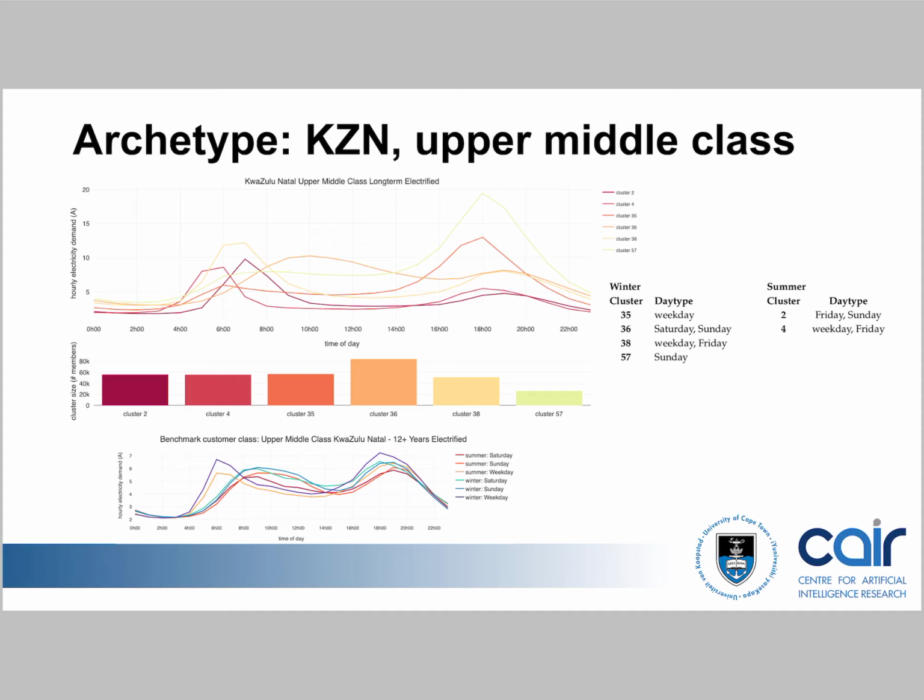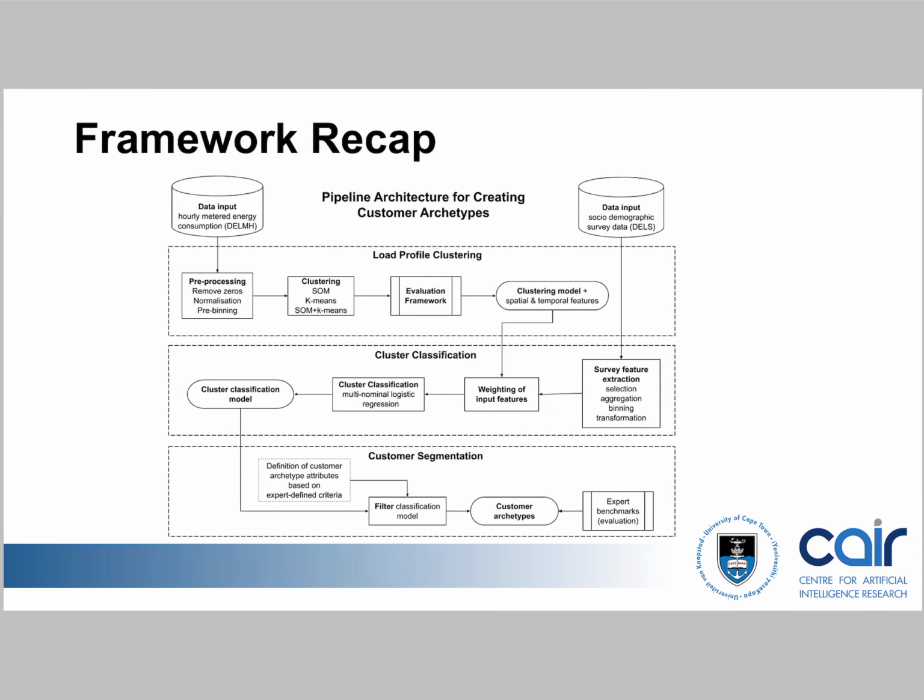And this is just a second one as a different example. This is now an upper middle class archetype in KwaZulu-Natal. In relation to the previous one, we can see that the morning peak, especially in summer, is considerably earlier than in the previous one, and the total consumption is also considerably higher. So we're getting the nuance that we hoped for between geographies and between economic groups.